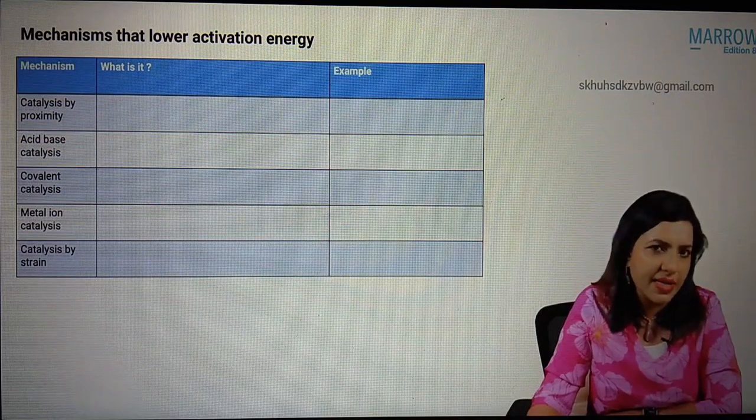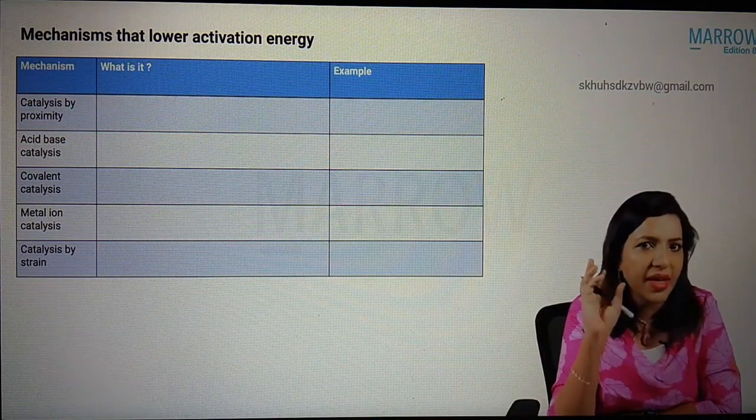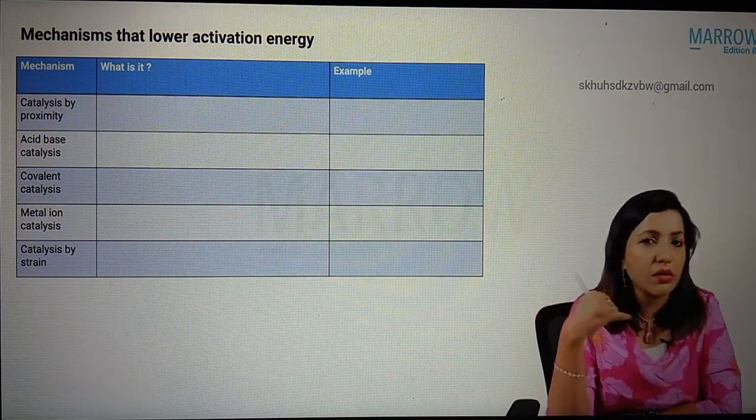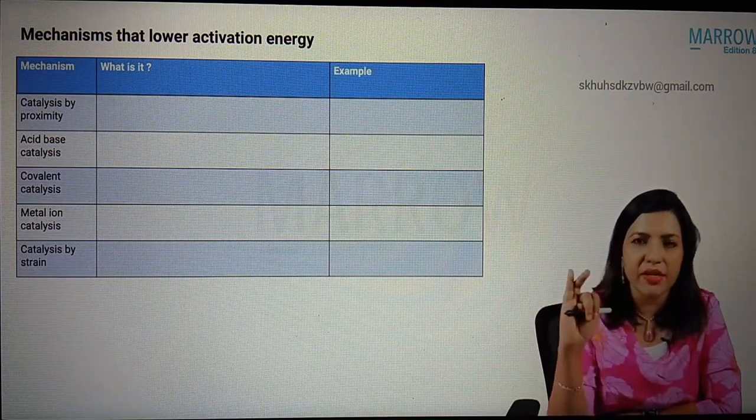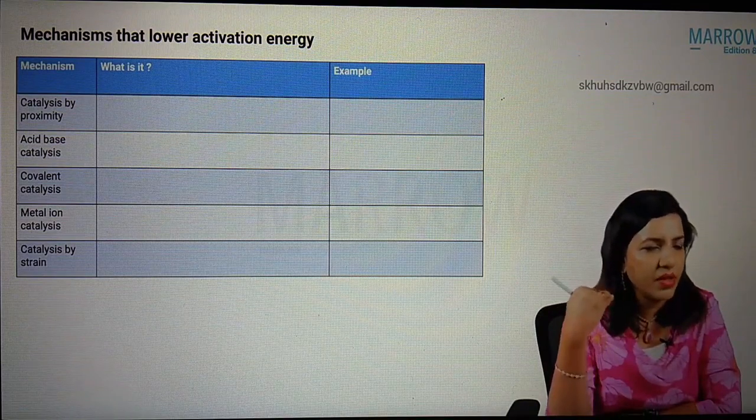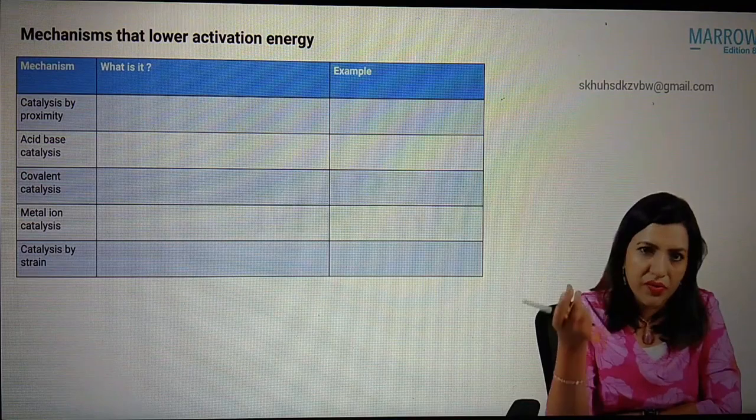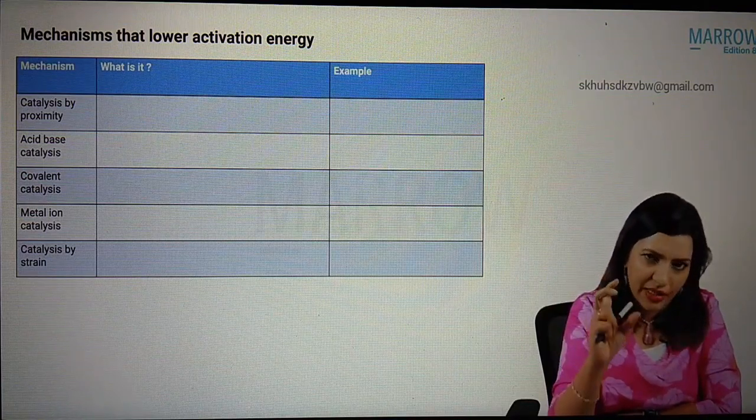Once we have learned the theories which explain the proper alignment, we are going to see the different mechanisms by which the enzymes lower the activation energy. We have learned the energy barriers which are crossed over by the enzyme, and how the enzymes can overcome these energy barriers. Now we are going to see the mechanisms by which they lower the activation energy.